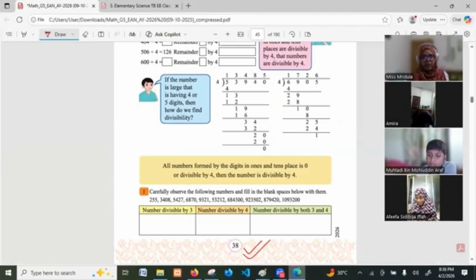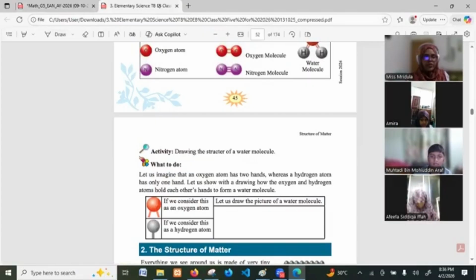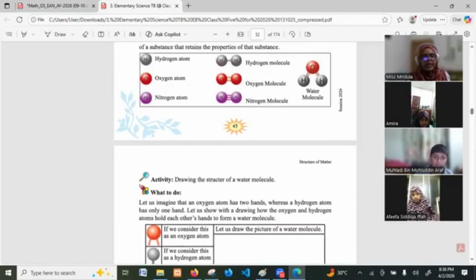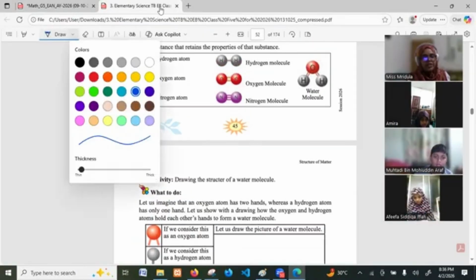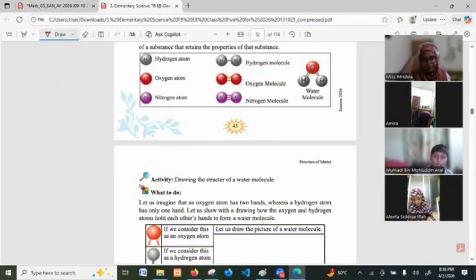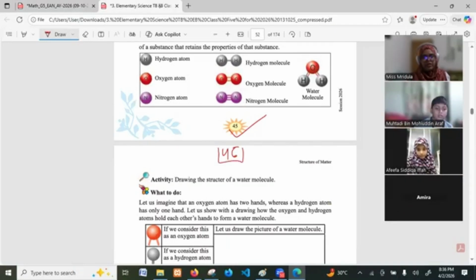So let's go to the book of science. I'm not giving you any homework because you have to prepare for the exams. And I believe that you have other exams like Bangla, English and all. So that's why. Okay, in the last class, we finished up to page number 45. Yes, we did. So we will be starting from page number 46.